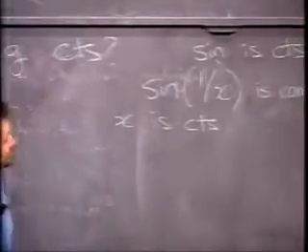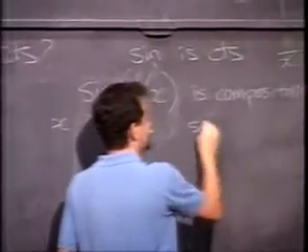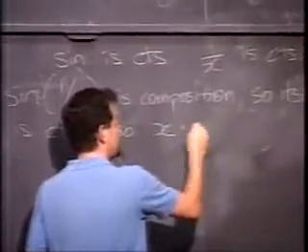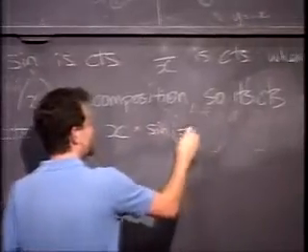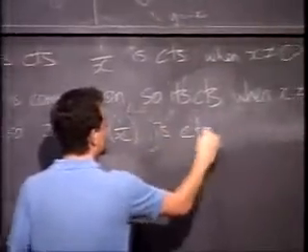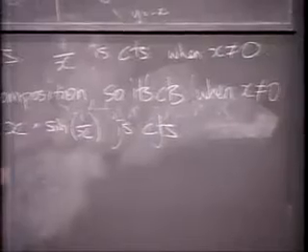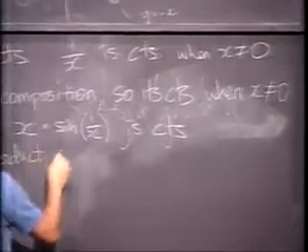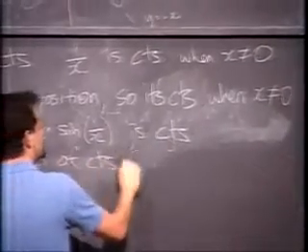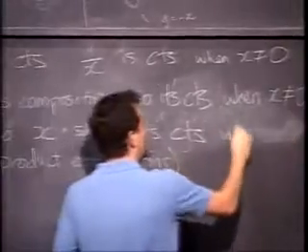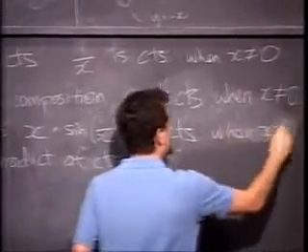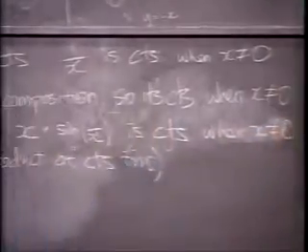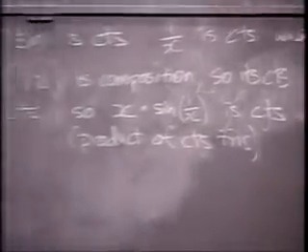So the product, x times sine 1 over x, is continuous too. It's a product of continuous functions when x is non-zero. Okay? So we've actually covered every single point except for 0.